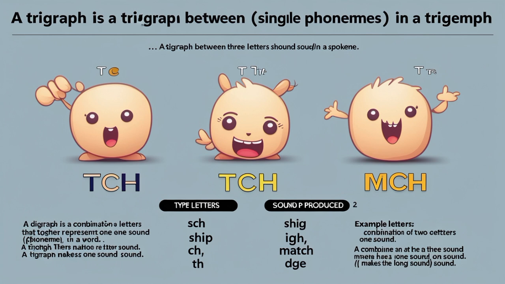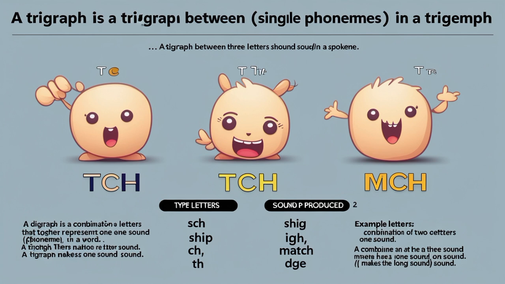E. air. The trigraph air makes the air sound. Examples, hair, chair, fair, stairs, pear. The sound is similar to the word air. So when you say hair, it sounds like h-air.